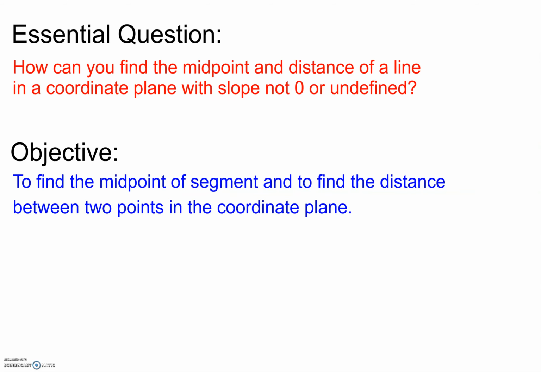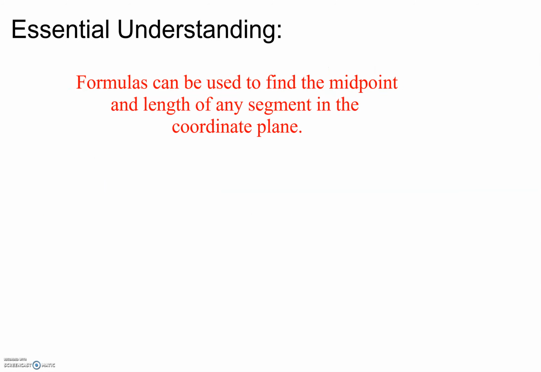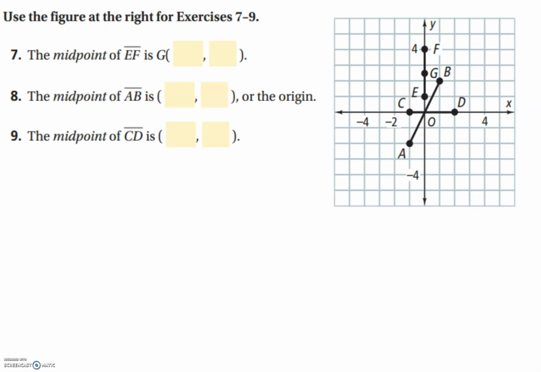Our essential question of the day: how can you find the midpoint and distance of a line in a coordinate plane with a slope that is 0 or undefined? Our objective is to find the midpoint of a segment and to find the distance between 2 points in the coordinate plane. Our essential understanding: formulas can be used to find the midpoint and length of any segment in the coordinate plane. Okay, so let's just start with some basic examples.